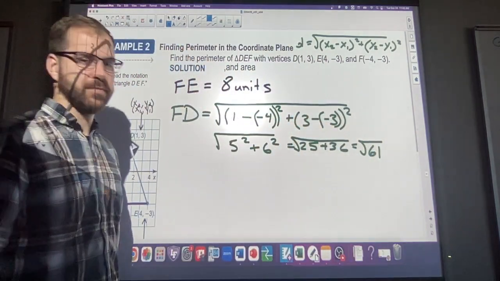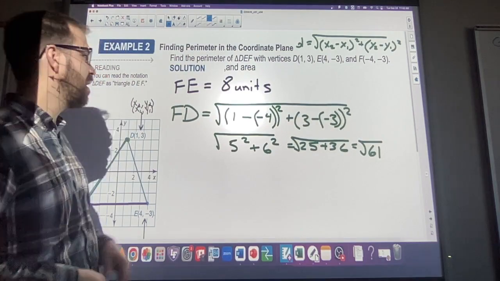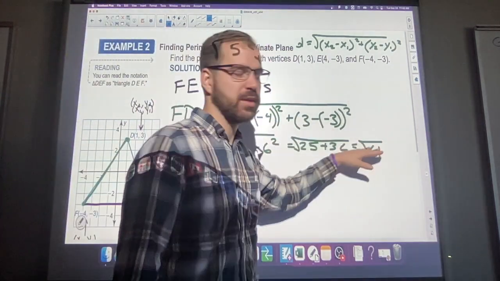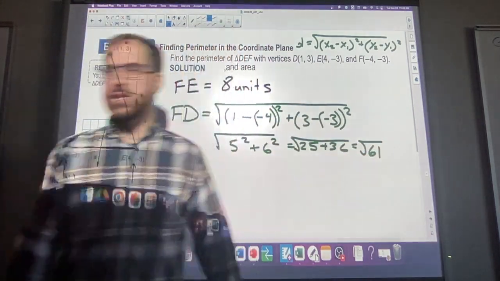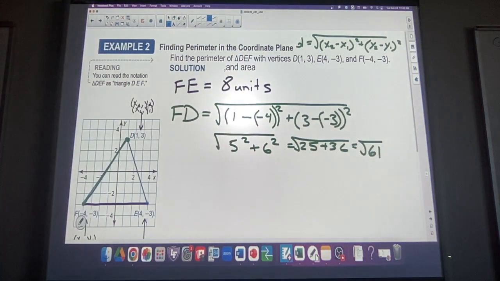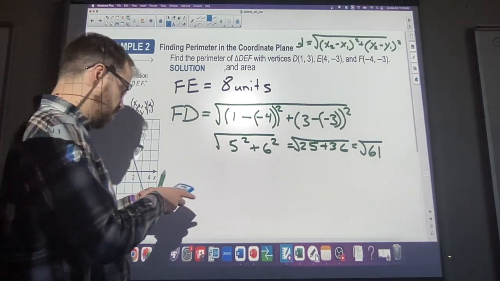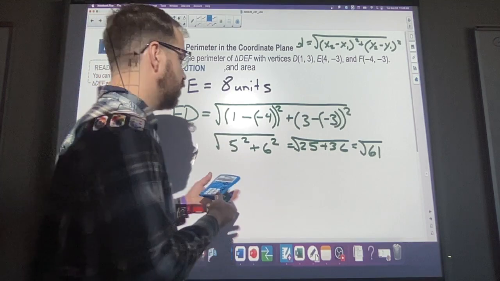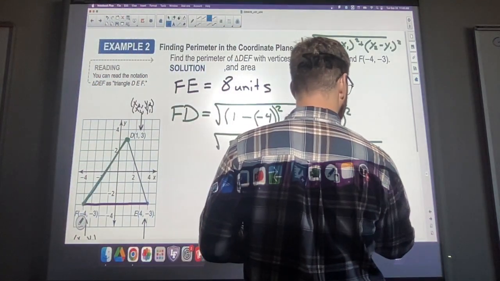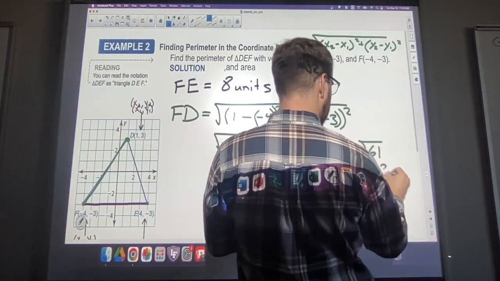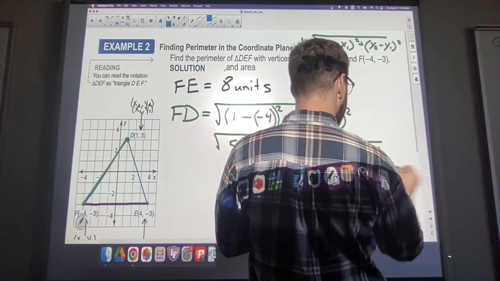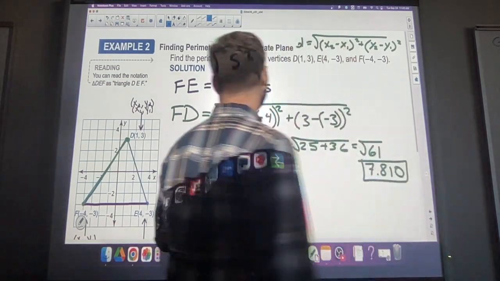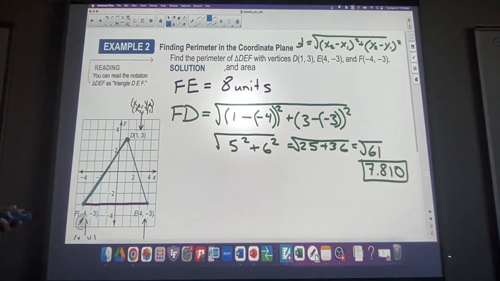All right, so I want it as a decimal, okay? Obviously, we have 8 units up here. It's hard to tell what exactly 61 units is, so get a calculator. Just take the square root of that. So we had square root of 61, and I want 3 decimal places, so this will be 7.810 units. Okay, so almost 8, just under 8.